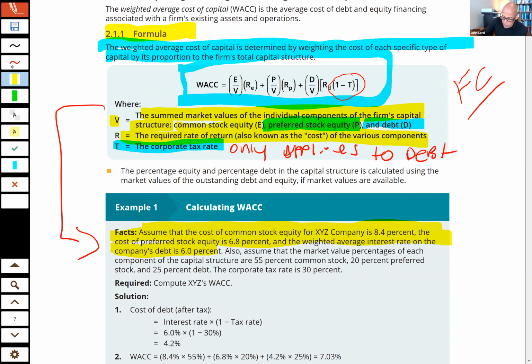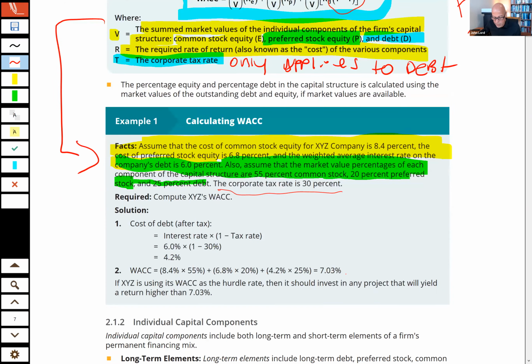So now they tell us to assume the market value percentage of each component of the capital structure are 55% common stock, that's going to be our E, 20% preferred stock, that's our P, obviously, and 25% debt. And then they give us the corporate tax rate of 30% because we're going to have to take 1 minus that 30, or 70%, and we only apply that, as I said, to the debt portion.